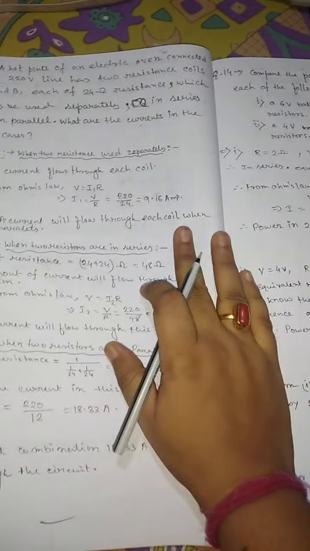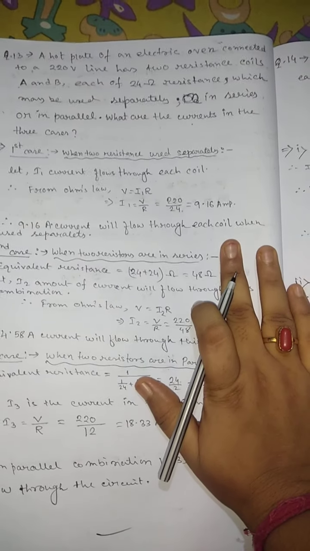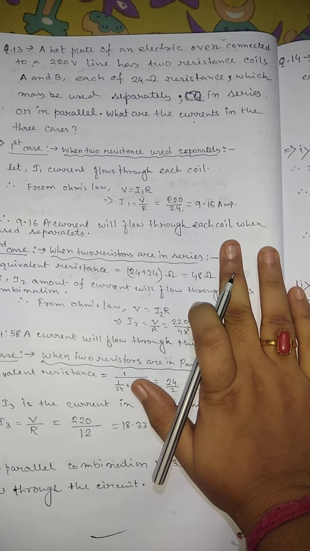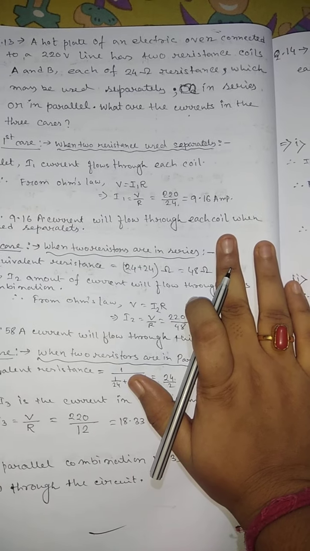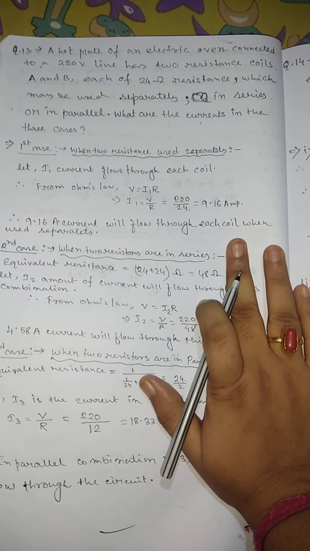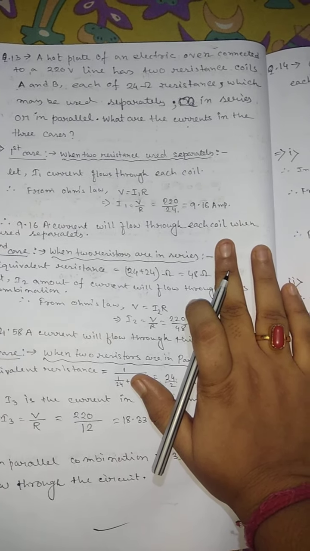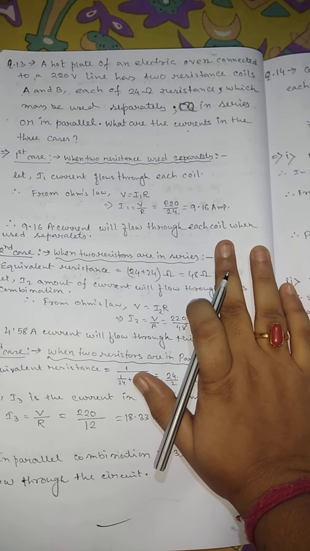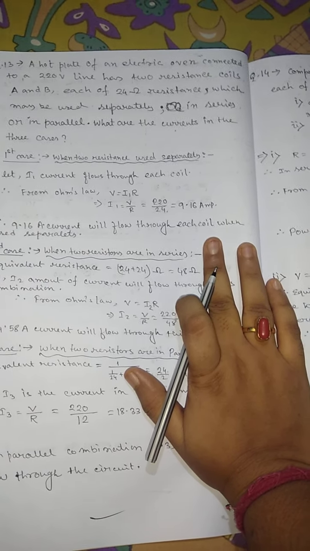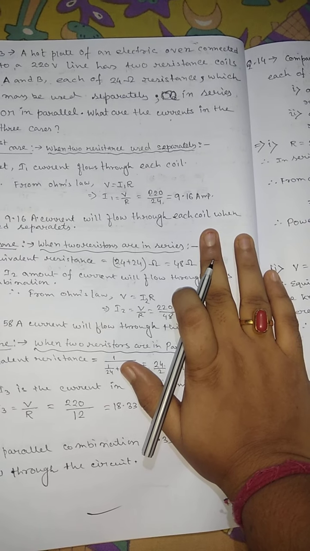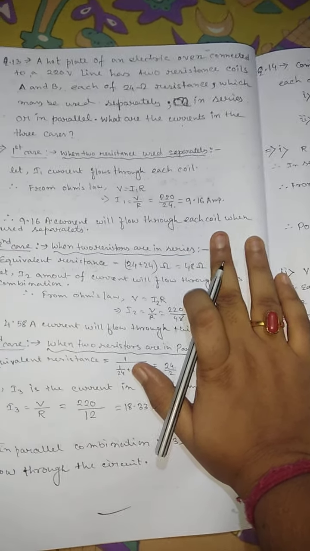Now the next question, number 13. A hot plate of an electric oven connected to a 220 volt line has two resistance coils A and B, each of 24 ohm resistance. Both have the same resistance, and they must be used separately first, then in series, then in parallel. In these three cases we find the current.